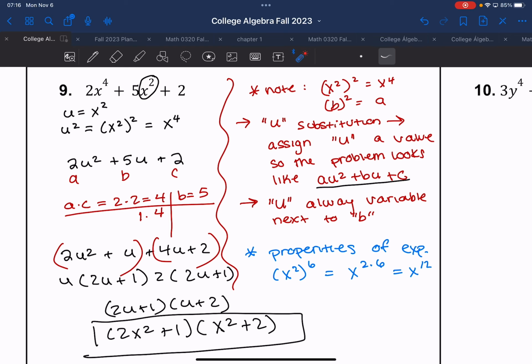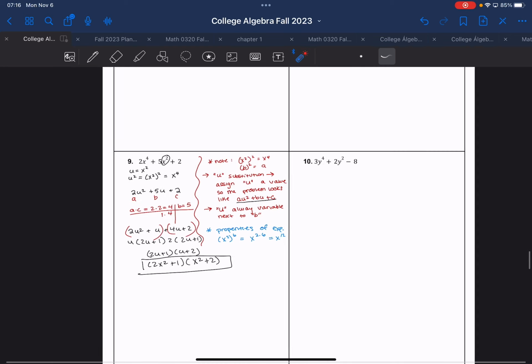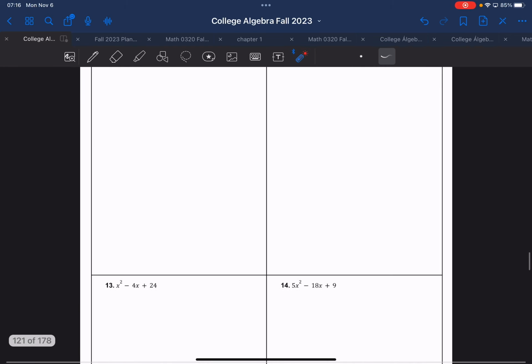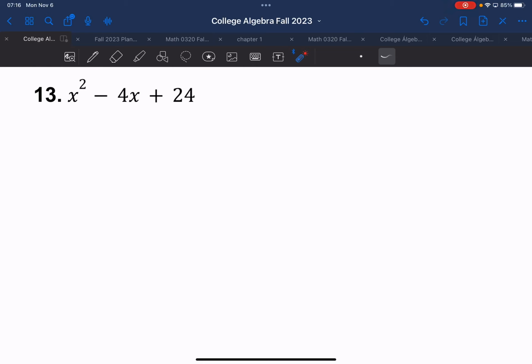Okay, last one for this concept, we're going to look at number 13. Okay, for number 13, is this in standard form? Yes. Can we take out a GCF? No. So what's our first step? Multiply A and C. So we have A, B, and C. Multiplying A times C, we get what times what? 1 times 24, which is 24.